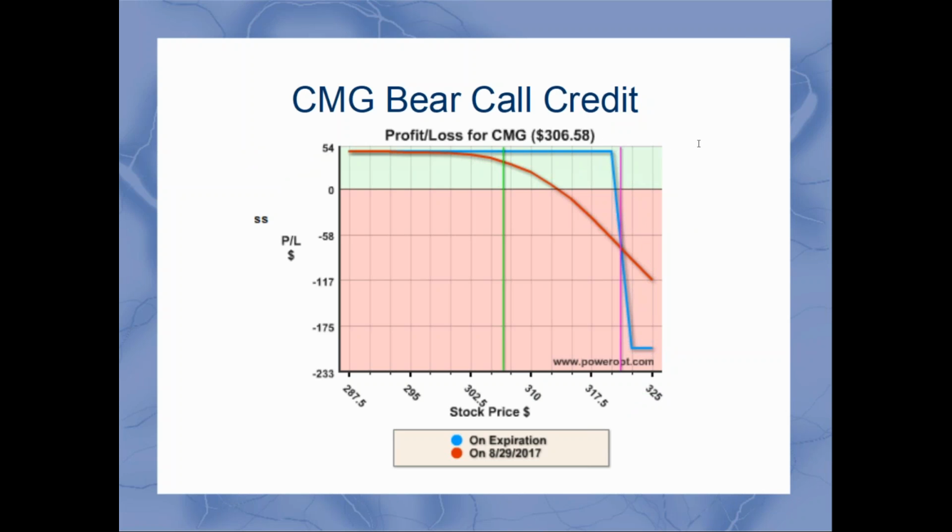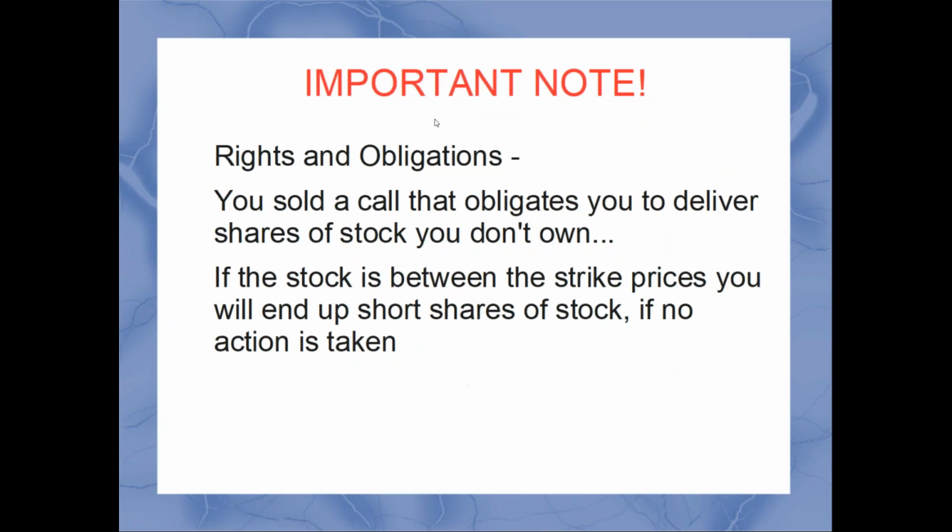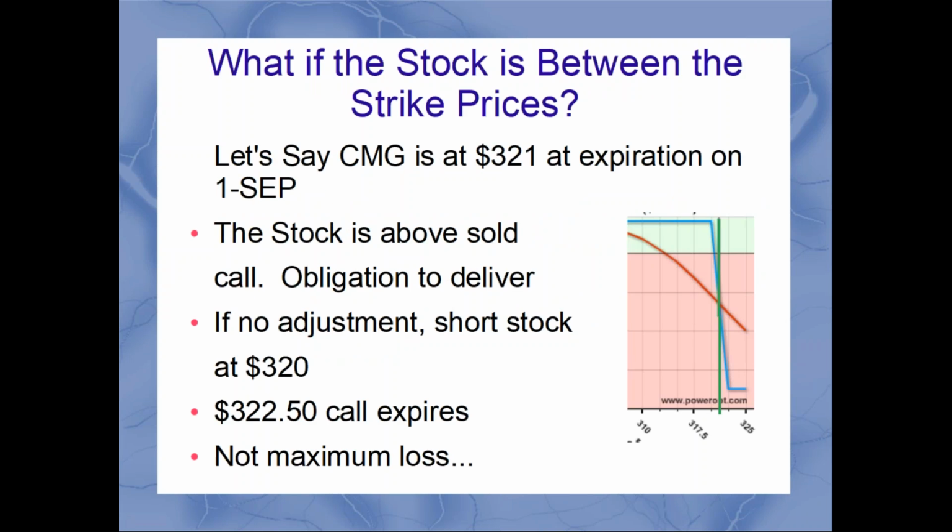All right. So with that in mind, remember your rights and obligations. I did sell a call on the bear call credit, which obligates me to deliver shares of stock at that price, in this case at $320. But I don't own the stock. I own a call that allows me to sell those shares of stock at 322.50. But again, if the stock is between the strike prices and I don't take proper action through expiration, instead of being long stock in the bear spreads, you may end up being short shares of stock.